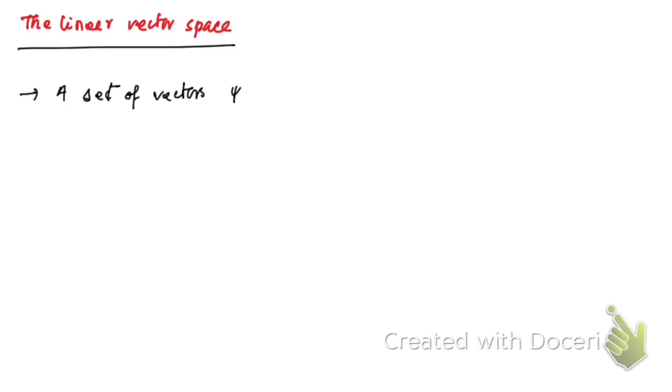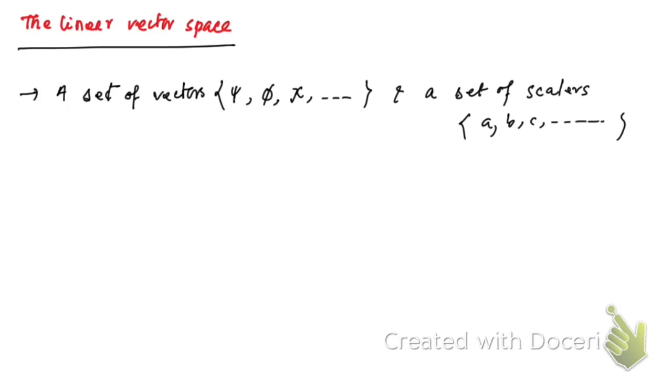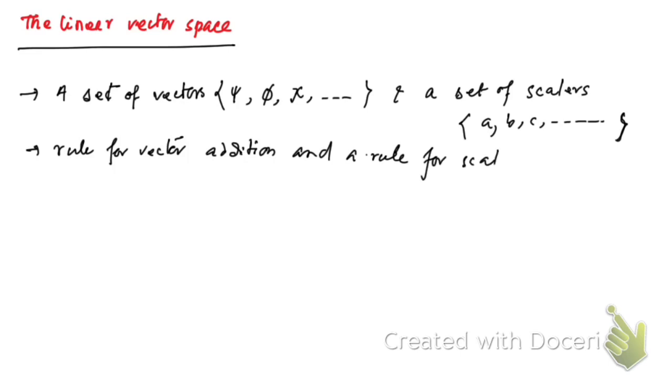Suppose psi, phi, chi, and so on, and a set of scalars A, B, C, and so on, and a rule for vector addition, and a rule for scalar multiplication.